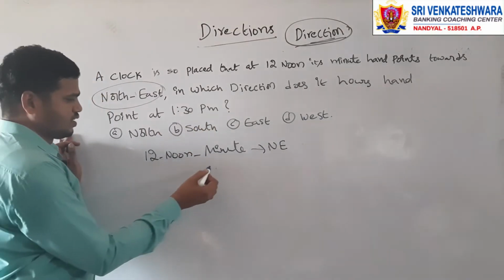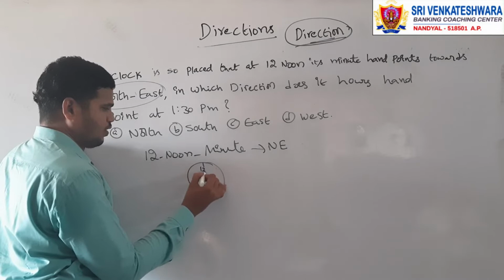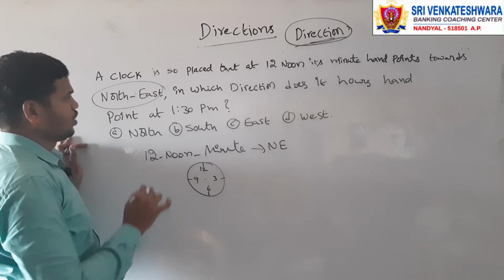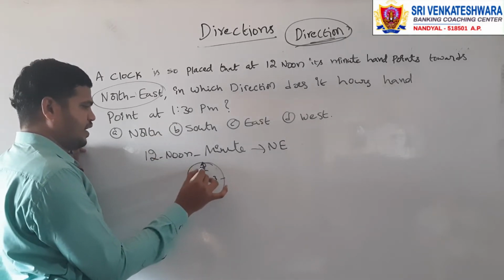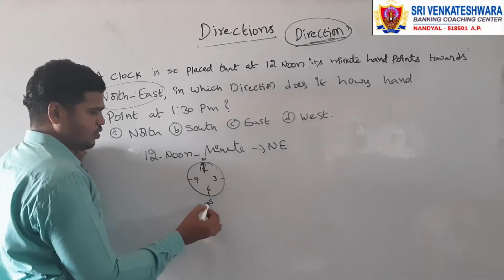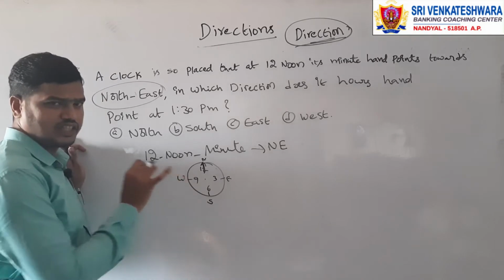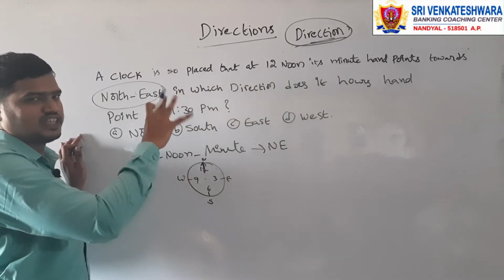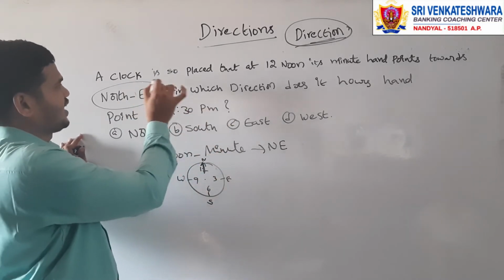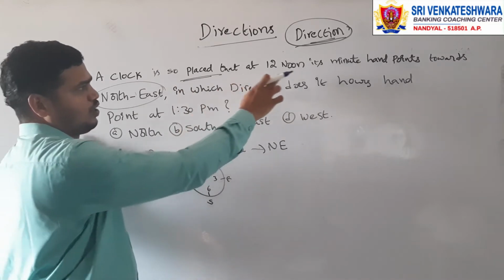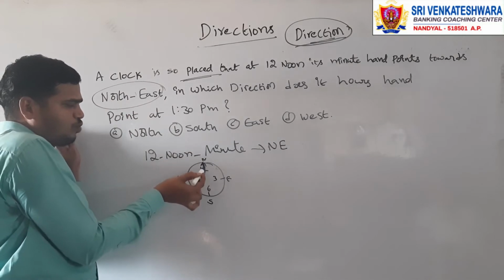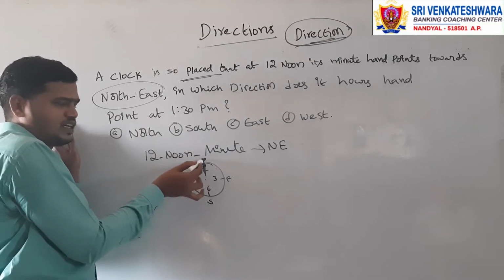Generally in the clock, we have 12, 3, 6, 9. So at 12 noon, both the minute hand and hour hand should be at 12 o'clock, which is the north, south, east, west. Actually this is the general case, but how are they placed? They change the position of the clock. A clock is placed so that at 12 noon its minute hand points towards the northeast. Generally at 12 noon both should be at 12 o'clock, which is north.